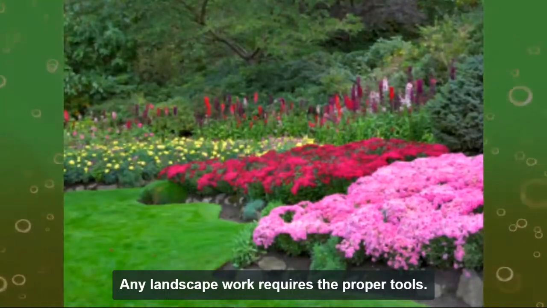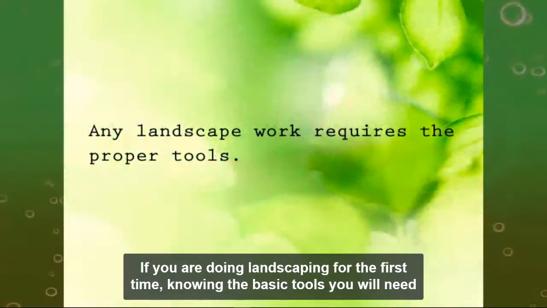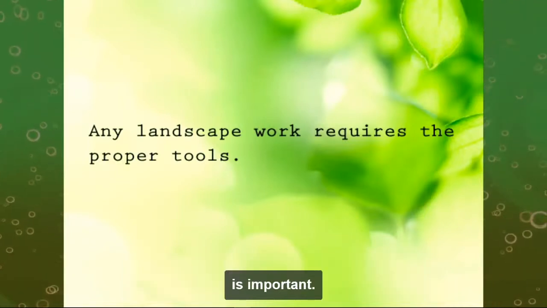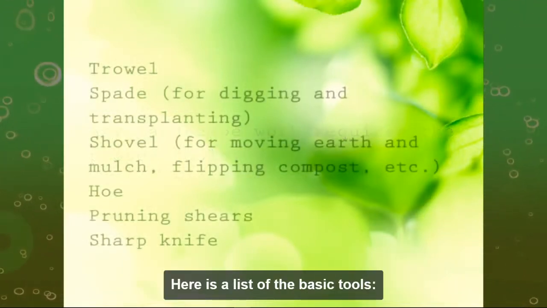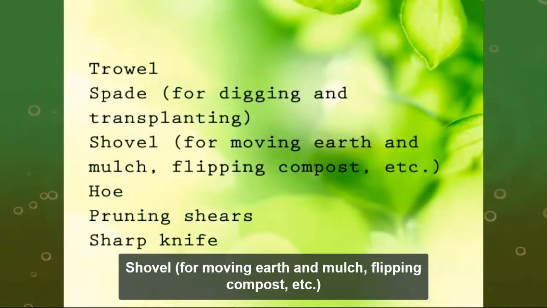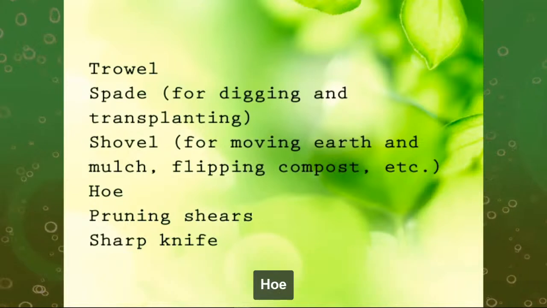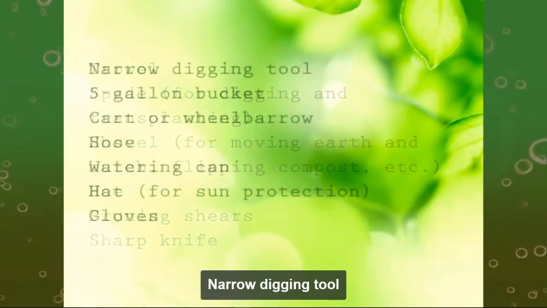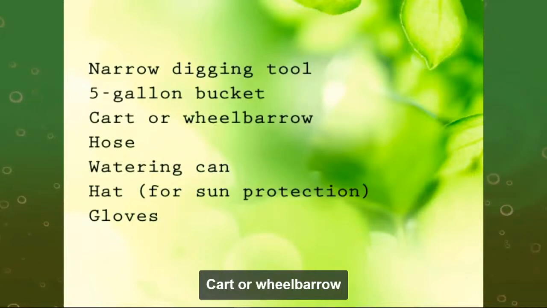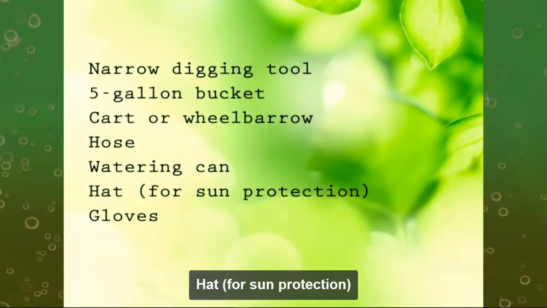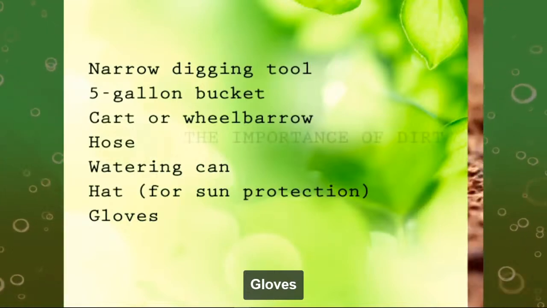Any landscape work requires the proper tools. If you are doing landscaping for the first time, knowing the basic tools you'll need is important. Here is a list of the basic tools: trowel, spade for digging and transplanting, shovel for moving earth and mulch, flipping compost, etc., hoe, pruning shears, sharp knife, narrow digging tool, 5-gallon bucket, cart or wheelbarrow, hose, watering can, hat for sun protection, gloves.